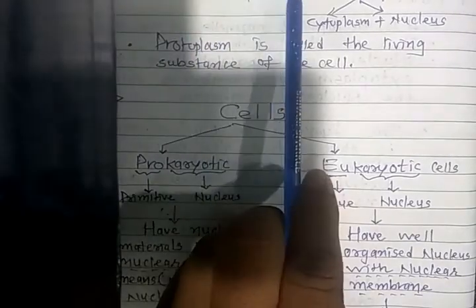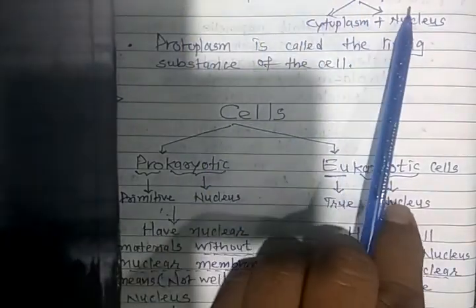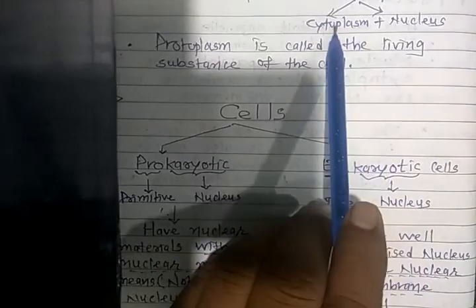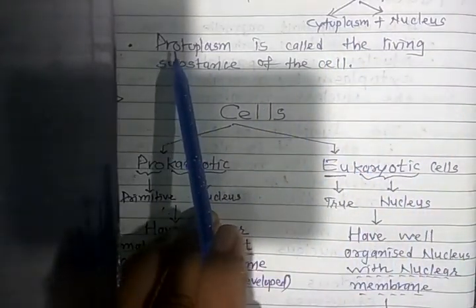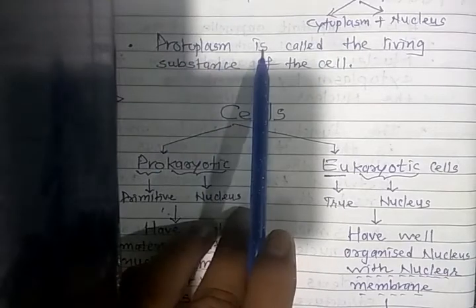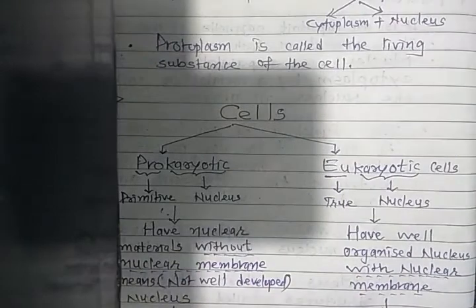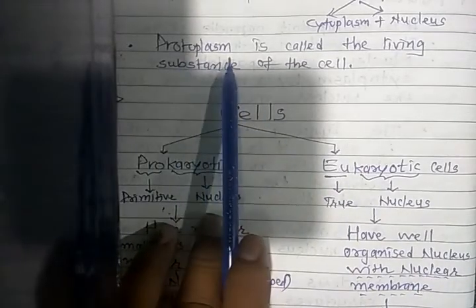The entire content of the cell is known as protoplasm. Protoplasm consists of cytoplasm plus nucleus. This protoplasm is called the living substance of the cell. So which part is known as the living substance of the cell? That is protoplasm.